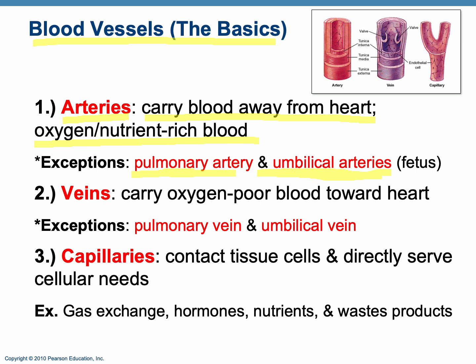Number 2, for blood vessels, veins. Veins carry oxygen-poor blood towards the heart. Exceptions to that would be the pulmonary veins that we've mentioned before in the human heart, and the umbilical vein in the fetus. But capillaries, we haven't talked about capillaries yet, and today we're going to do that.